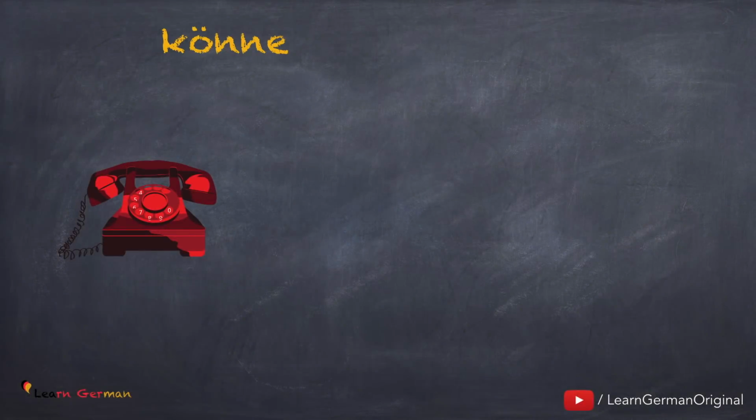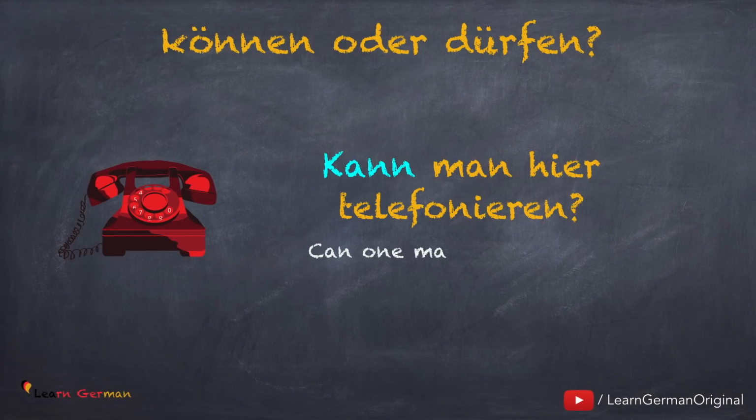And here's another question. Kann man hier telefonieren? Well, this sentence would actually mean, Is it possible to make a call here? Is there a telephone or something? In this case, you can only use the modal verb können.